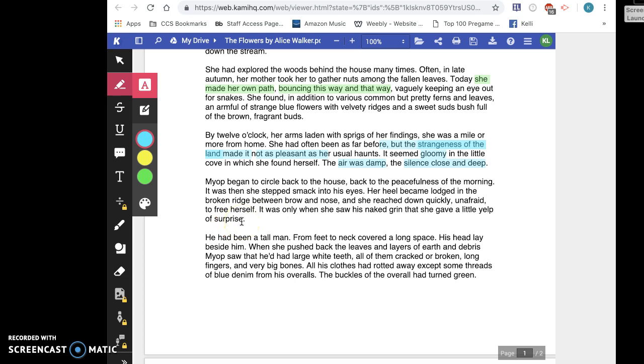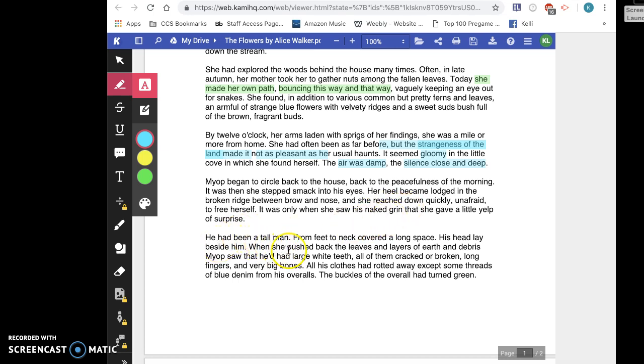At first, she doesn't even realize exactly what it is that she's done. And then in your mind, you're thinking, oh, it's an animal of some sort. However, we quickly see here as it progresses down that it's not an animal skeleton. It is a human skeleton.